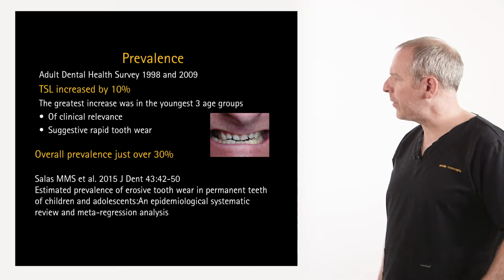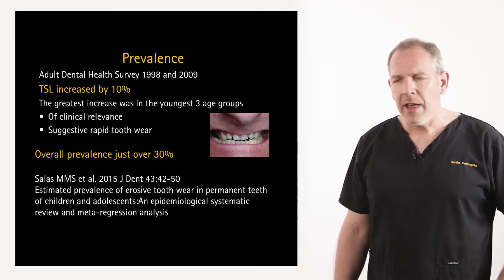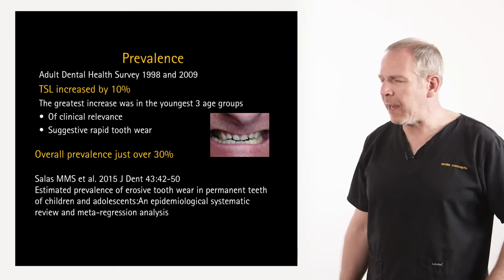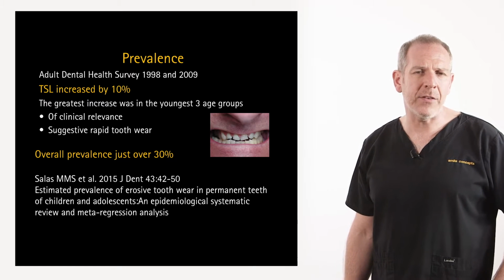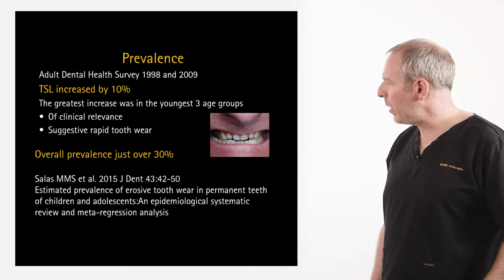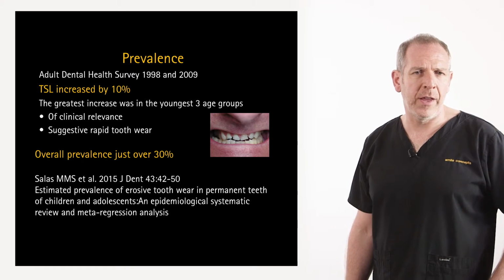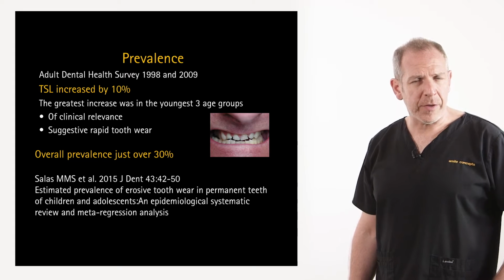Then the Salas et al. study, this is actually a systematic review and meta-regression analysis of a range of studies. But certainly within the Western world, the overall prevalence of tooth surface loss is approximately 30% of the population. So what these studies show is that at the present time, it's a significant problem. And what the studies suggest is that it's actually going to become a more significant problem.